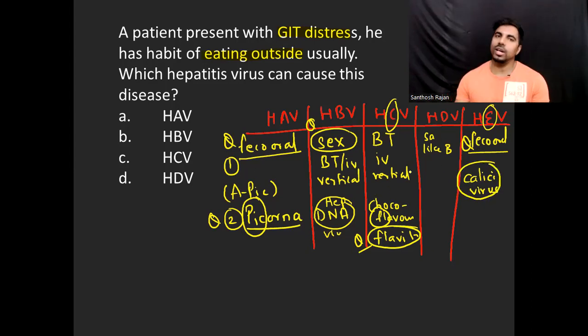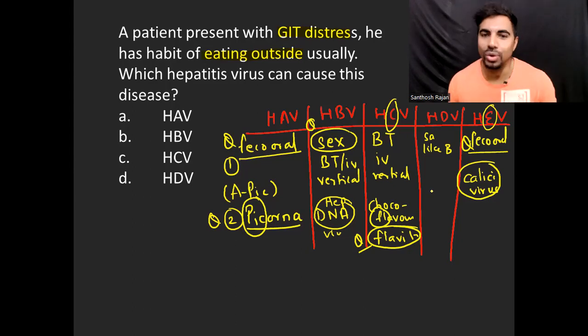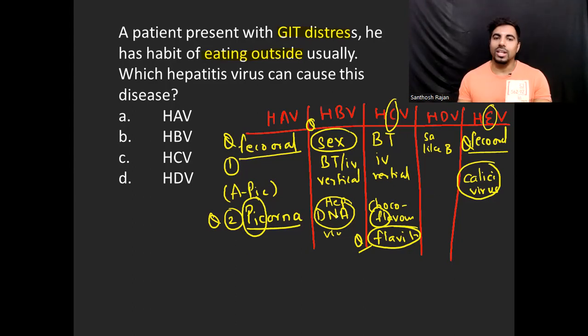So these are the questions they can ask you in the exam. They can ask which virus group it belongs to. And D we forgot: D anyway belongs with B, so you don't need to know it separately. So these are Picorna for A, Hep DNA for B, flavivirus for C, and calcivirus for E. That's it. This much only you should know. Very, very important.